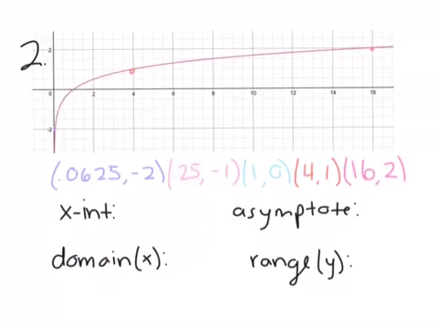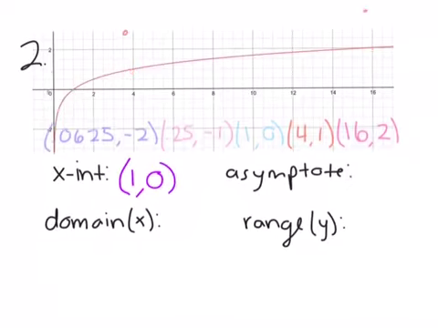So that means that our x-intercept is going to be, and we're going to write this as a coordinate, 1, 0, because it's 0 on the y-axis. Then we'll do our asymptote. Our asymptote is a vertical asymptote, which is our y-axis, which is this.